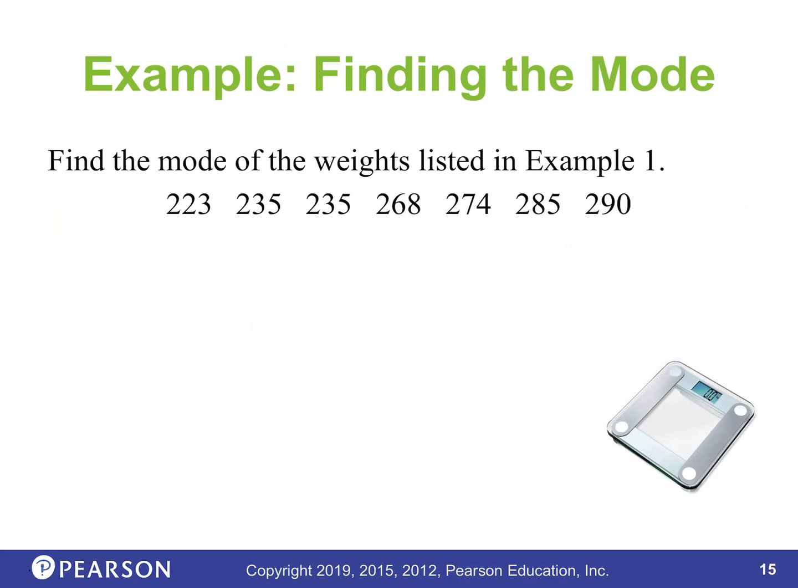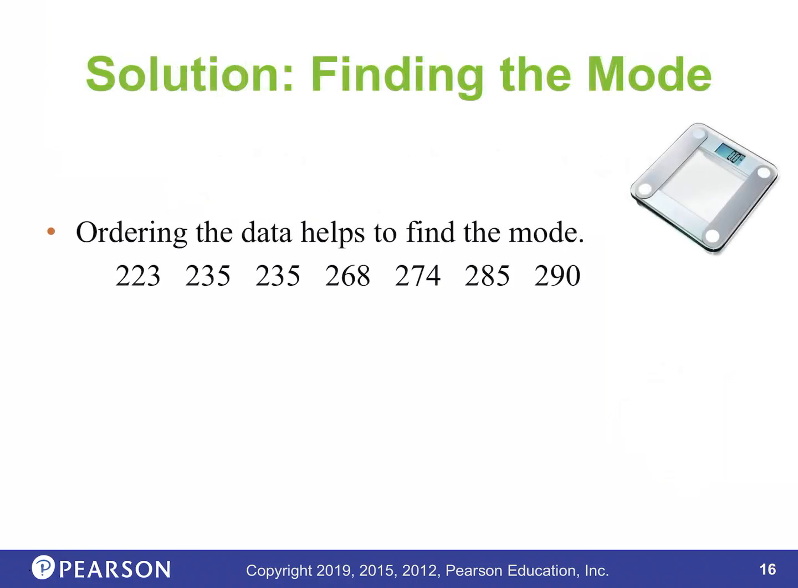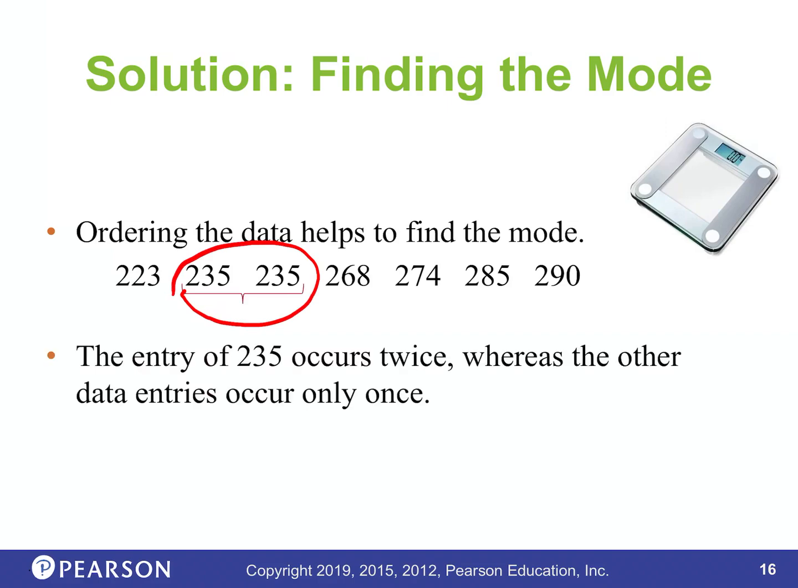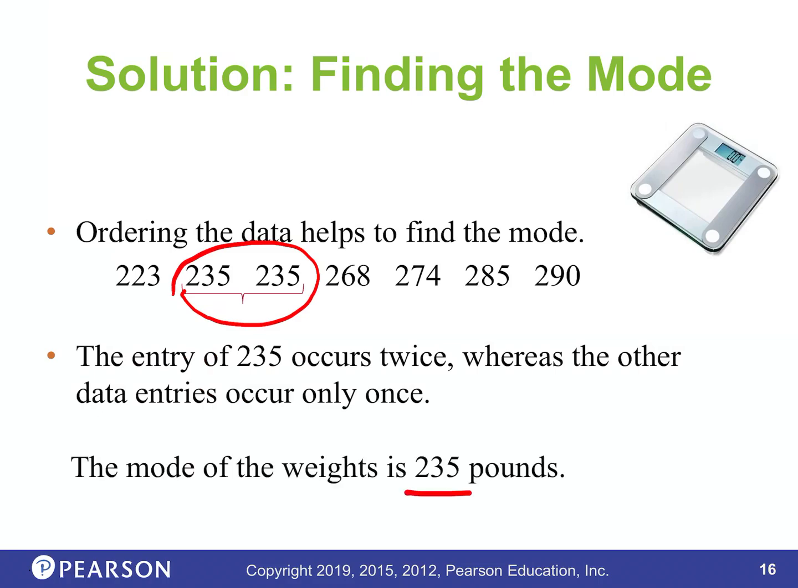So we have 223. There's no other 223. We see I have 235s. And is that it? Yeah, that seems to be it. So we can say we have a mode, right? Ordering the data helps because you'll see where they happen at most frequency, right? So we see, boom, we have those that repeat, rather than if it's just some scattered data. The entry of 235 occurs twice, whereas the other data entries occur only once. The mode of the weight is 235 pounds.